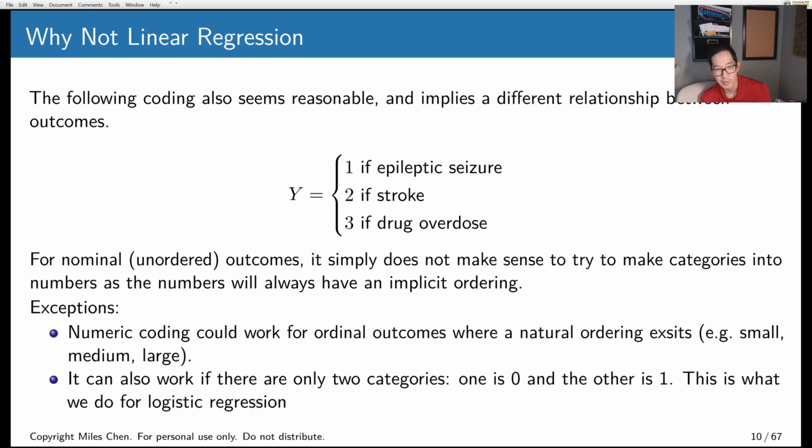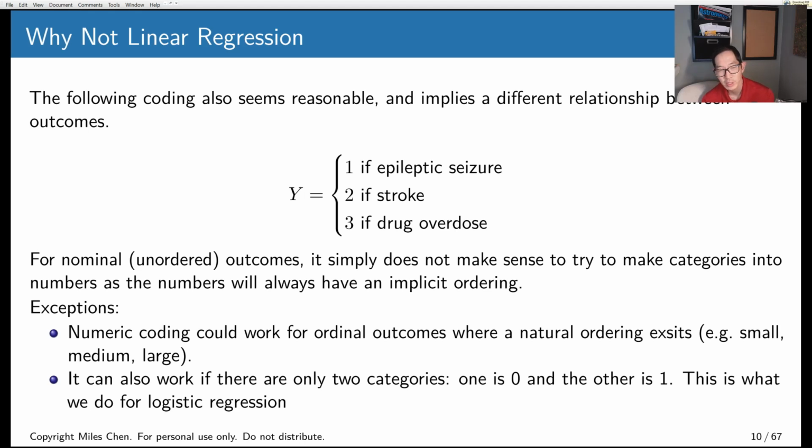Here we switch the order. 1 is epileptic seizure, 2 is stroke, and 3 is a drug overdose. And again, this would indicate stroke is something in between epileptic seizure and drug overdose. And again, this doesn't quite make sense either, right? And so if you have these nominal outcomes, nominal means there's no natural ordering, it doesn't make sense to try to make categories into numbers, as the numbers always have an implicit ordering, okay?